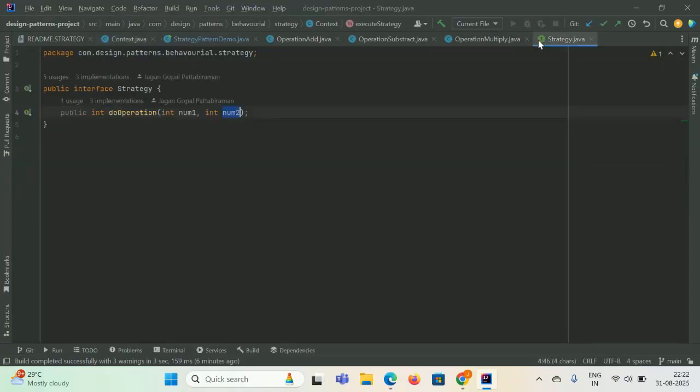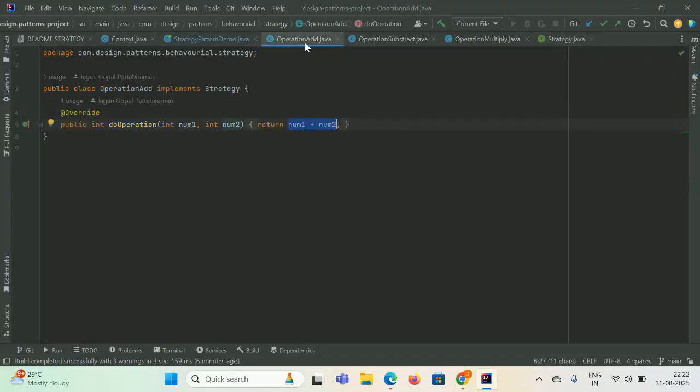We'll move on to the strategy. Strategy is an interface and it has the doOperation abstract method, which has two integers as arguments. So the operation add class implements strategy and implements the doOperation with addition.